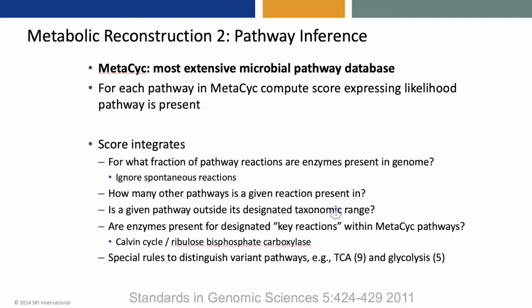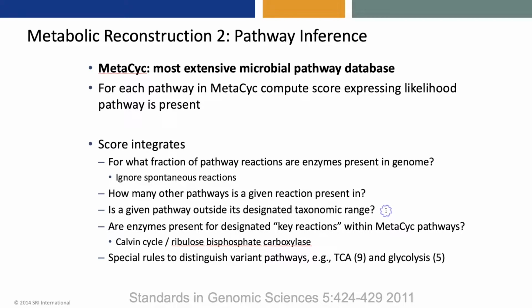What the software does is for each pathway in MetaCyc, we compute a score expressing the likelihood that that pathway is present. And that score reflects many different types of information. For how many of the reactions in a given pathway are there enzymes present in the metagenome? And we ignore spontaneous reactions in the pathway. We consider whether a given pathway is outside its designated taxonomic range. For example, MetaCyc has plant and mammalian pathways, and the scoring algorithm tries hard to avoid predicting those in bacterial genomes.